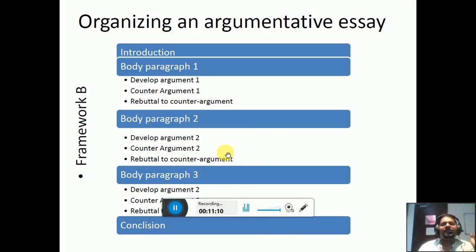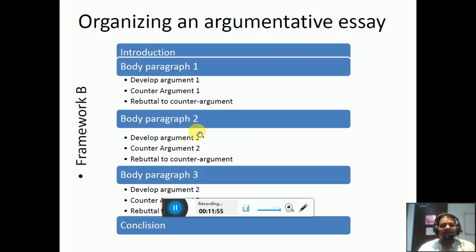And in framework B, again, it's a 5-paragraph essay. First paragraph is introduction, last paragraph is conclusion. Again, forgive me for this spelling mistake here, but in the body paragraphs, there will be a slight change. In body paragraph 1, we are having argument 1. We are also going to have counter argument 1, and we are going to have a rebuttal to counter argument 1. That's what we are going to do in body paragraph 1. So remember, argument 1, counter argument 1, and then rebuttal to the counter argument 1.